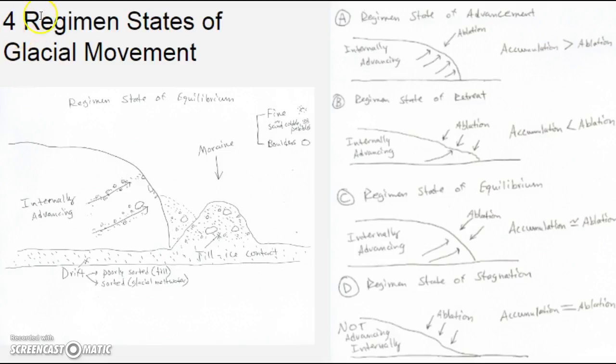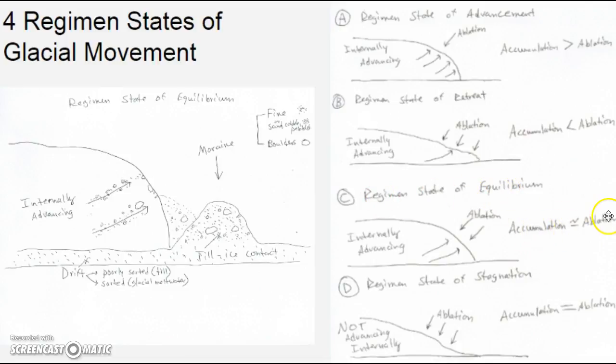Well, now we have to consider the regimen states of glacial movement. And there are 4 primaries. So it's the regimen state of advancement. That's where the accumulation back here is greater than the ablation, or the net loss at its terminus, or its end. So we could have a regimen state of retreat. That's where accumulation is less than ablation, that it's melting more than it's growing in the accumulation zone. But the one we're going to focus on is the regimen state of equilibrium.